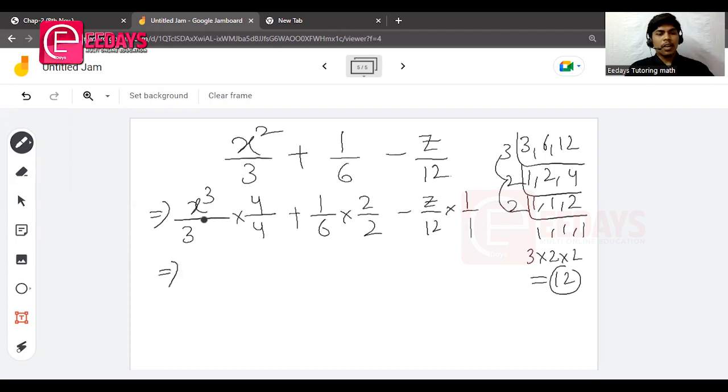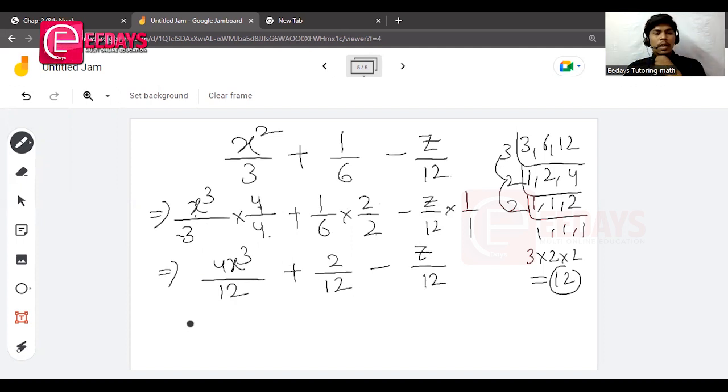Okay. Now 4 into x cube, that is 4x cube. 4 threes are 12. And 1 into 2, that is 2. 6 twos are 12. Minus z into 1, that is z, by 12 into 1, that is 12. Now observe carefully that the denominator is completely 12. Shall I take that 12 as common? So the numerator, you just write the same as usual, plus 2 minus z. Okay, so that is the answer. We can't do anything, so you just stop it like this.